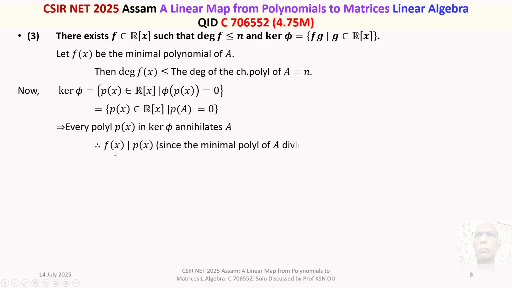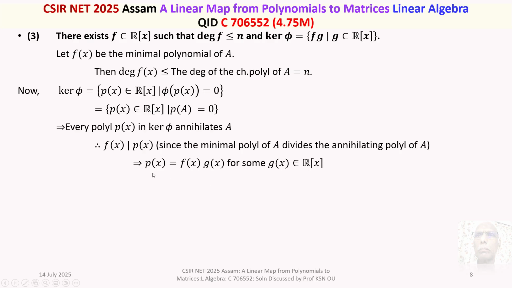Therefore, f of x divides P of x. Why? Because f of x is the minimal polynomial of A. It's also an annihilating polynomial of A. So f of x divides P of x. Right? Because the kernel of phi consists of all annihilating polynomials of A. So f of x is the minimal polynomial of A, and f of x divides P of x since the minimal polynomial of A divides the annihilating polynomial of A.